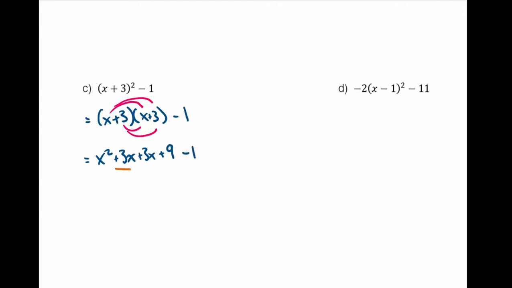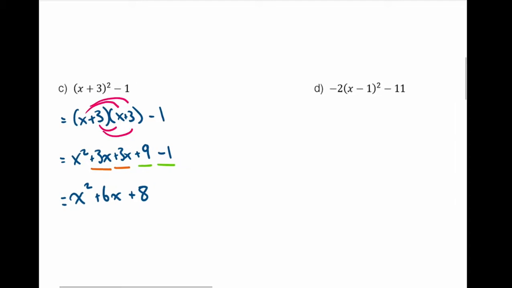This is going to be a little different. I still have my two like terms in the middle. However, now I also have two like terms at the end that I can combine. So I get x squared plus 6x plus 8. And again, that's my final expression.